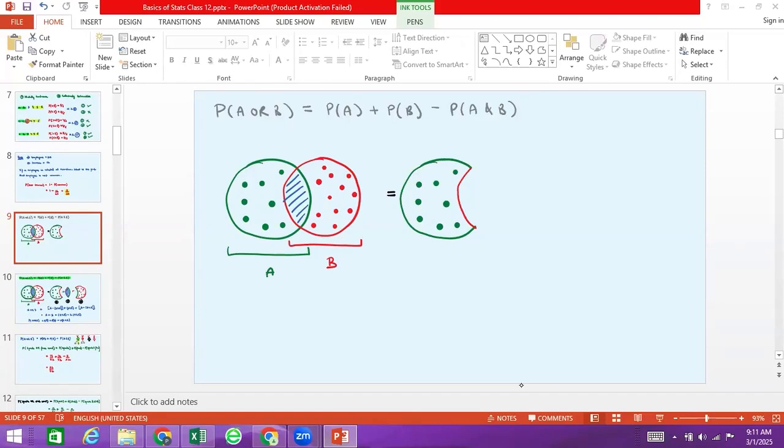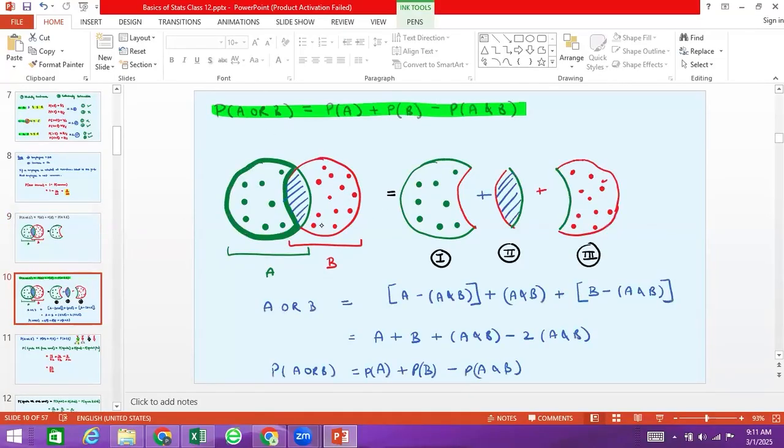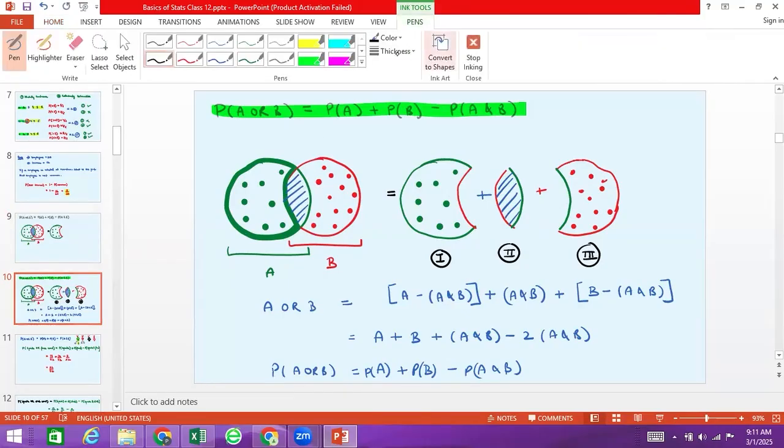If I assume this whole thing to be probability of A or B, right? Then we can see that this whole thing is made up of this one part, second part, and this third part. What is the first part? First part is nothing but A minus A and B. What is the second part? Second part is A and B, where both are happening. Like there's an overlap. In this region, there is an overlap.